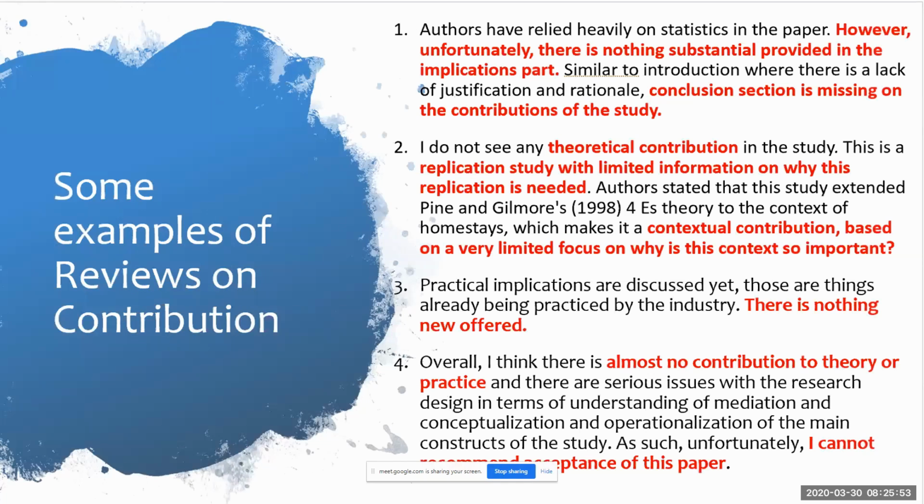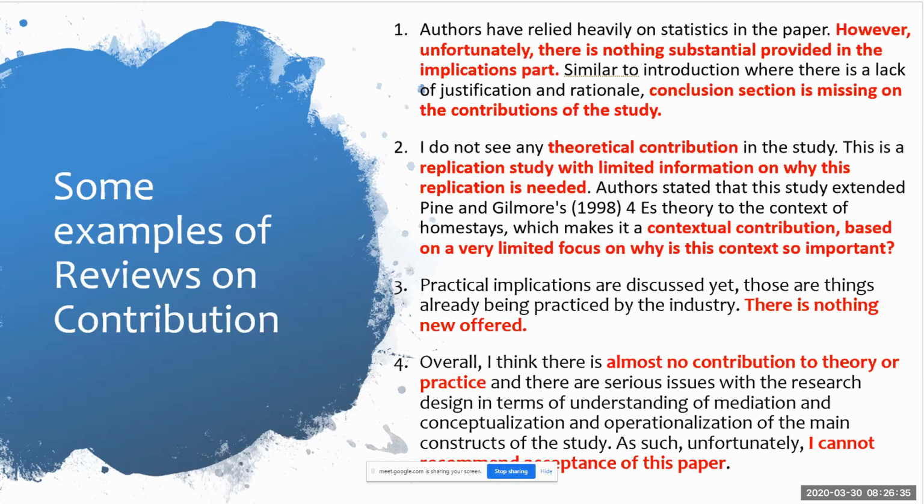Here are some examples of reviews that I have done recently, specifically big points about contribution. If you look at these points, they are not only talking about theoretical contributions, but also contextual or practical contributions. For instance, the first point says that authors have relied heavily on statistics in the paper. However, unfortunately, there is nothing substantial provided in the implications part. Similar to the introduction, where there's a lack of justification and rationale, the conclusion section is missing the contributions of the study.